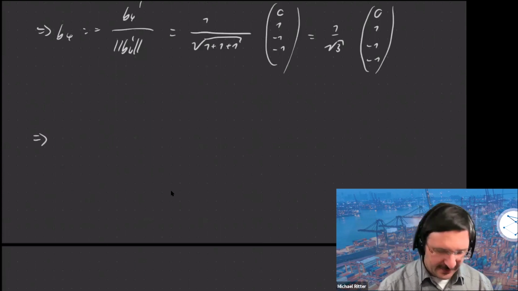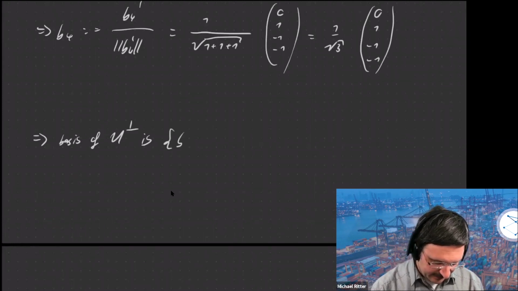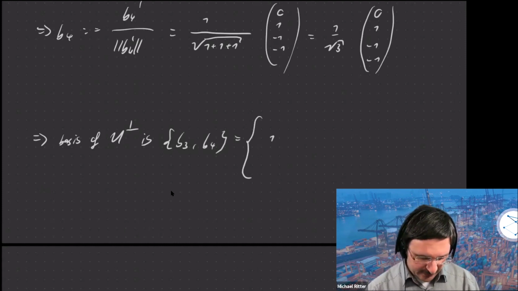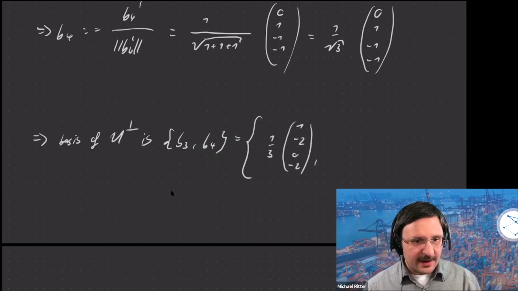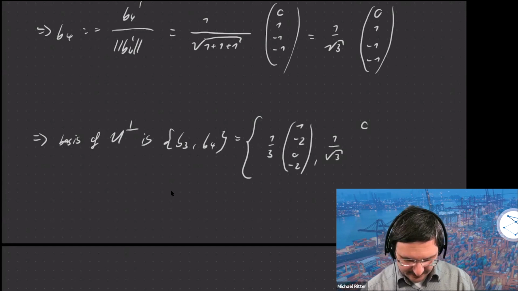So finally, I have my basis of U ortho, and that is B3 and B4. Well, let's write this down one more time. B3 was 1 over 3 times 1, minus 2, 0, minus 2. And B4 was 1 over the square root of 3, 0, 1, minus 1, minus 1.